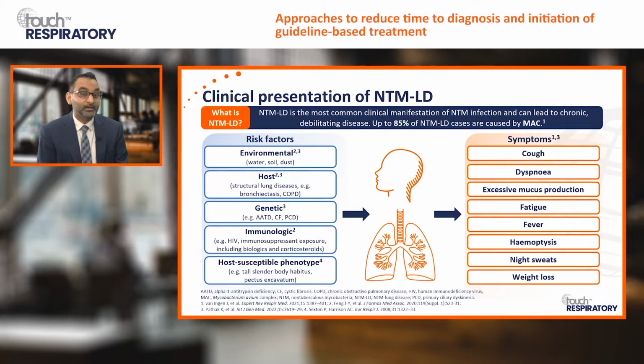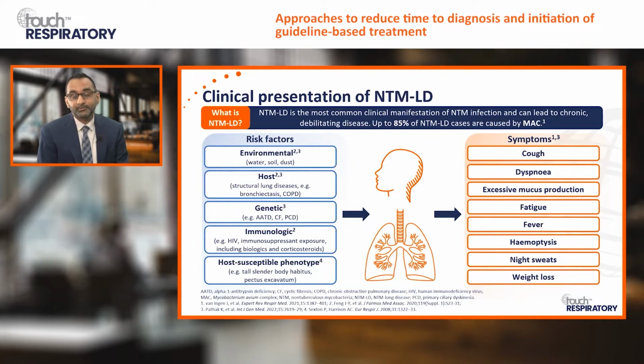For environmental risk factors, there could be a number of sources, most commonly water, soil, and dust. For host risk factors, there could be structural lung disease, most commonly bronchiectasis, as well as COPD. For genetic risk factors, there's cystic fibrosis, alpha-1 antitrypsin deficiency, and primary ciliary dyskinesia. Immunologic risk factors include immunosuppressive exposures such as steroids, biologic therapies, and a number of conditions such as HIV.